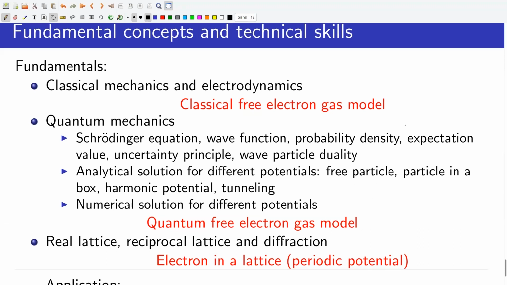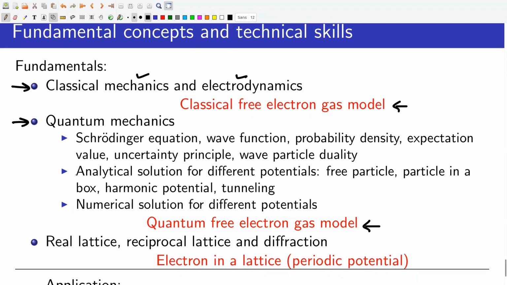So we will start with the classical free electron gas model. For the classical free electron gas model, we need to know a little bit of classical mechanics and electrodynamics. Then we do the quantum free electron gas model, and for that we need to know the basics of quantum mechanics. For example, Schrodinger equation, wave function, probability density, expectation value, uncertainty principle, wave-particle duality, etc.